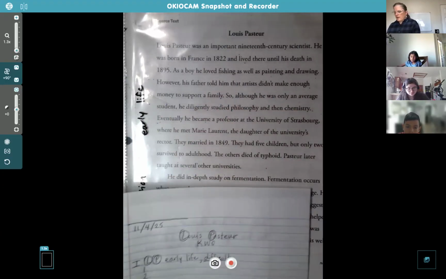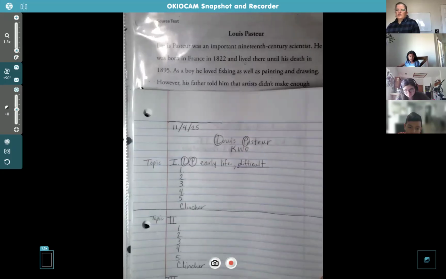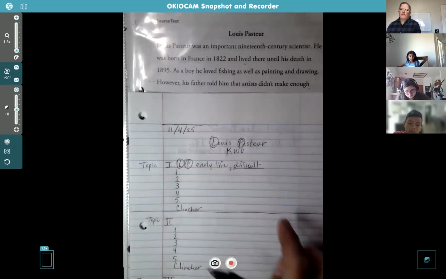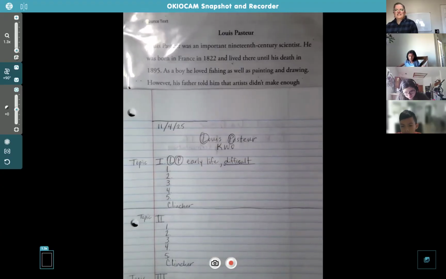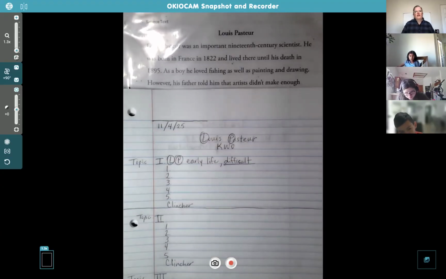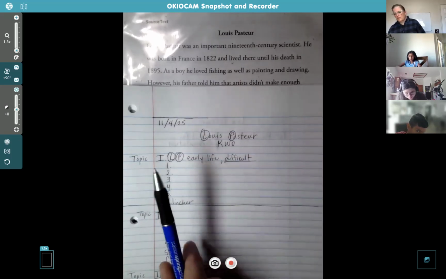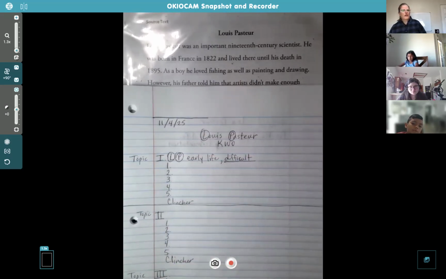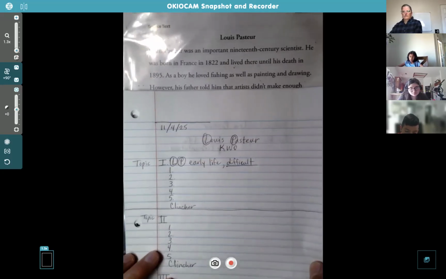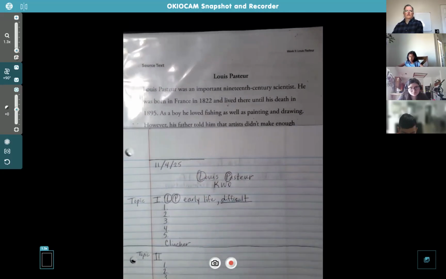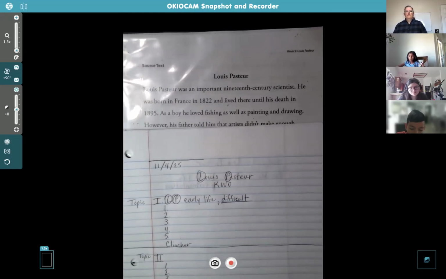And I'll start with Olivia. How should we start this paragraph? We're going to talk about his early life, but we kind of need to tell who he is and where he was born and what year and things like that. So what do you think we should put here next to Roman numeral 1? Like what year he was born, where he was born, and what was special about him in the beginning. What do you think, Olivia?